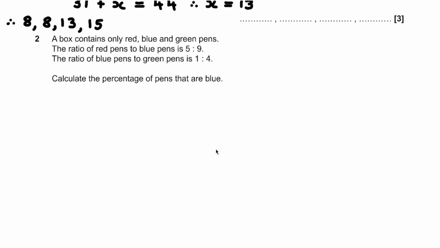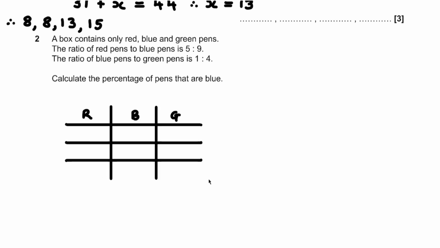Question number 2. A box contains only red, blue, and green pens. The ratio of red pens to blue pens is 5 to 9. The ratio of blue pens to green pens is 1 to 4. We have to calculate the percentage of pens that are blue. So we've got this table here which shows red, blue, and green.